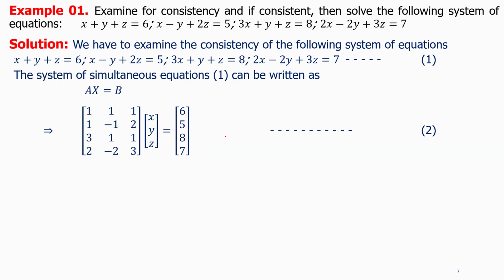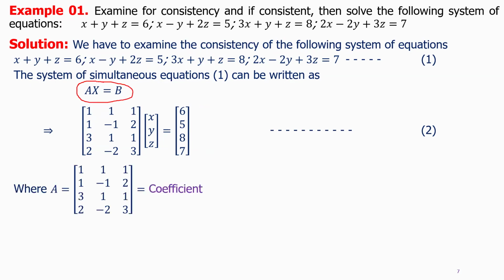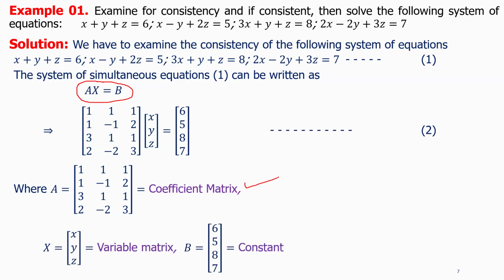So if we have given any system of linear equations, that can be converted into the form of matrices AX is equal to B. Now where A is what? A is 1, 1, 1; 1, minus 1, 2; 3, 1, 1; and 2, minus 2, 3, which is called the coefficient matrix. X, Y, Z is the variable matrix, and B is equal to 6, 5, 8, 7, the constant matrix.